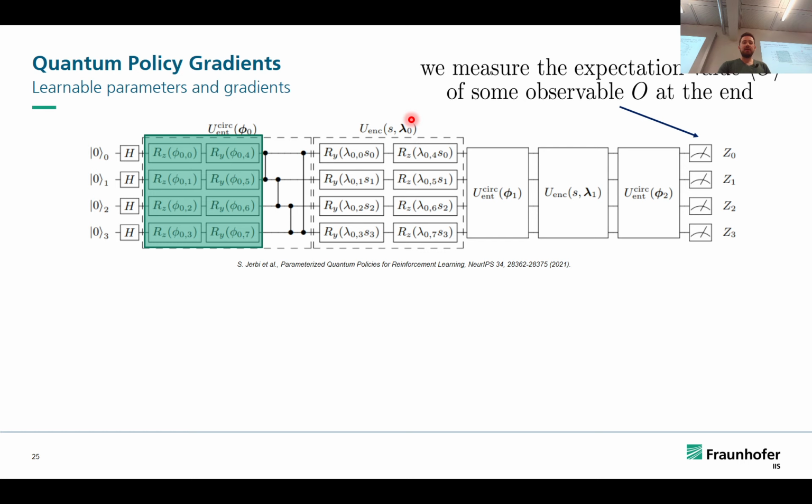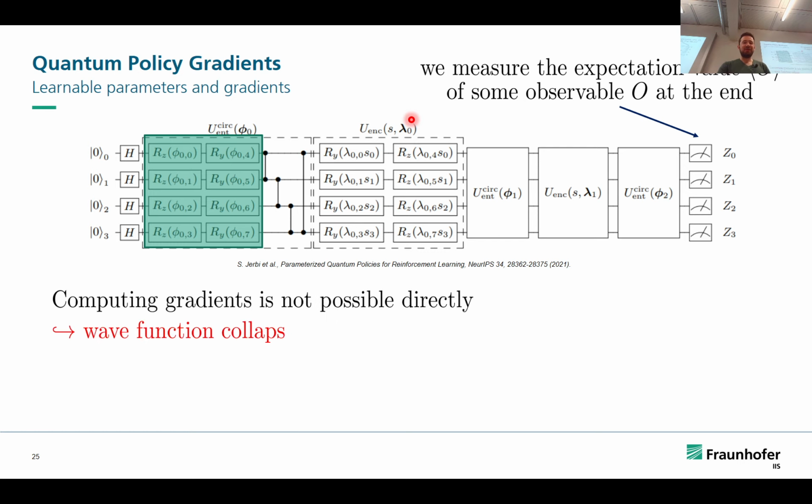And this is actually somewhat a problem, because this prevents us from directly computing gradients. If you go back to neural networks, computing gradients is pretty simple, so we can just use the backpropagation rule to get the gradients. But that is not possible here, because as soon as we perform the measurement, we lose most of the information about our system, so there's just no way to backpropagate. That just doesn't work out.